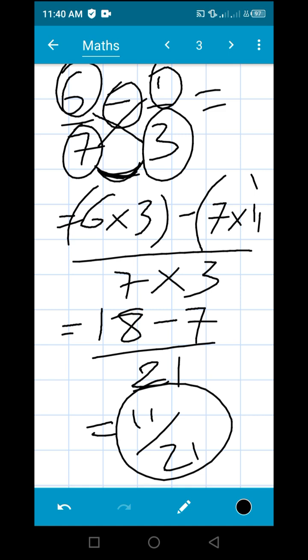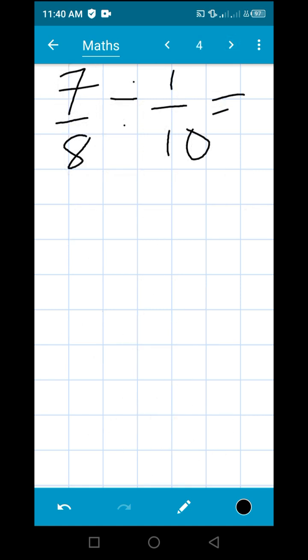Now we have 3 problems to share with you, and we would like you to go through them, solve these questions, and try to comment the answer below. The first case here is 7 over 8 divided by 1 over 10. You are going to solve this using the strategy we have shared with you.